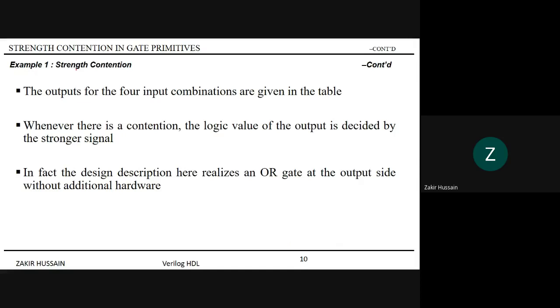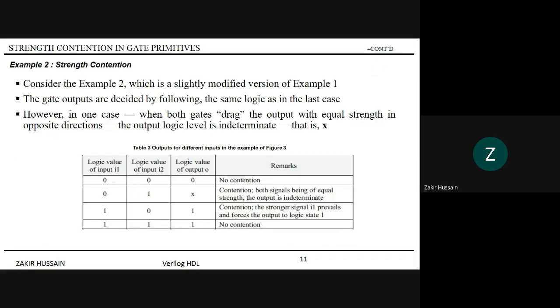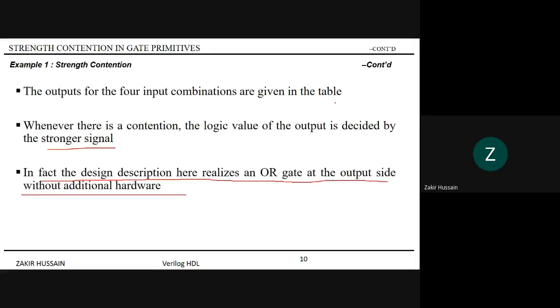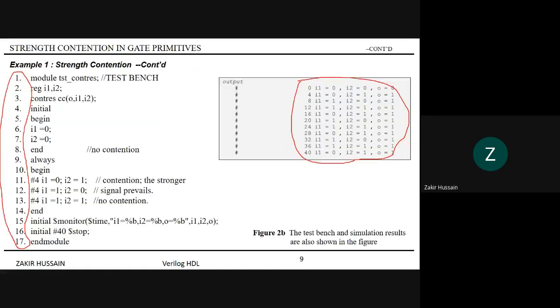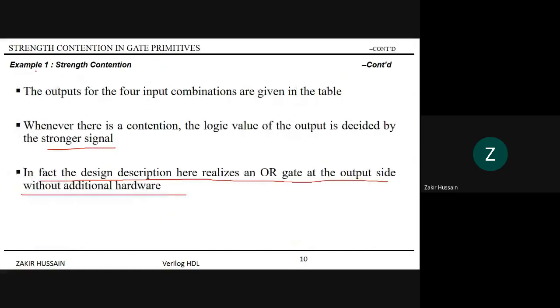Okay, now come to this discussion. The outputs for the four input combinations are given in the table. Whenever there is a contention, the logic value of the output is decided by the stronger signal. In fact, the design description here realizes the OR gate at the output side without additional hardware. So this is example one. We are done with example one.